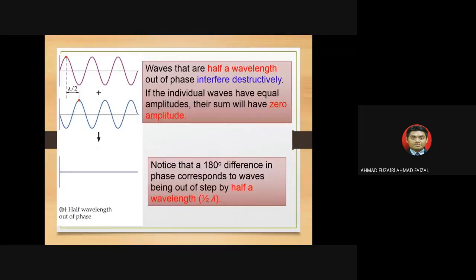However, waves that are half a wavelength out of phase will interfere destructively. If the individual waves have equal amplitude, their sum will have zero amplitude. Notice that a 180 degree difference in phase corresponds to the wave being out of step by half a wavelength. So this is half of the wavelength.